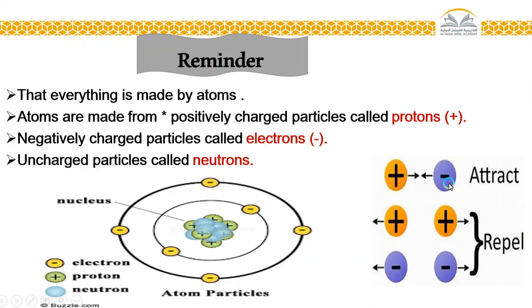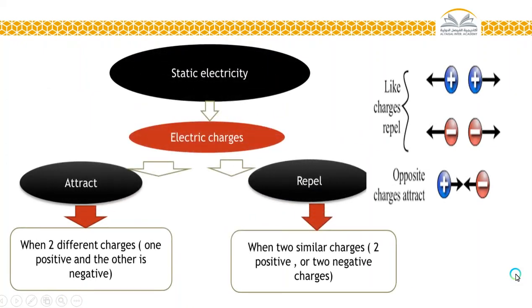Unlike charge, different charge, attract or repel? Attract, perfect. Two same kind of charge, plus plus, minus minus, will repel. Perfect. Let's go now. The static electricity is formed by what? It's formed by electric charge.